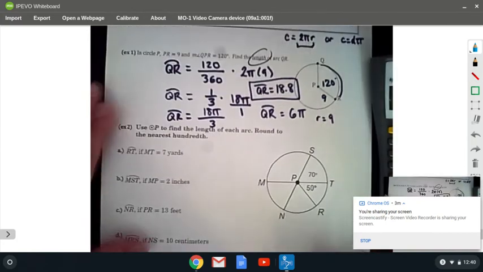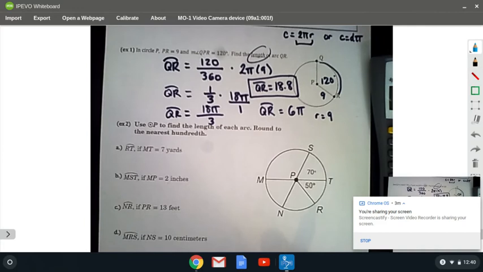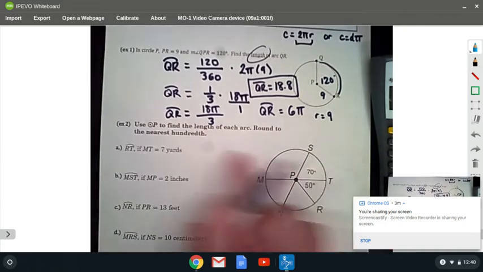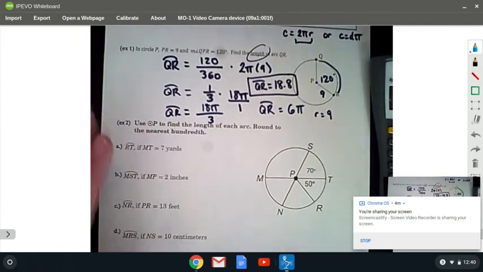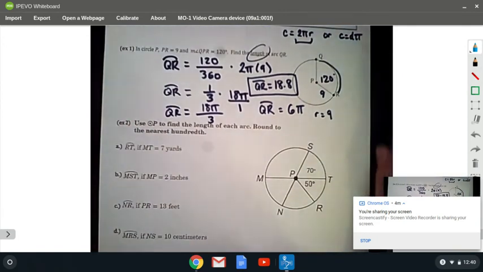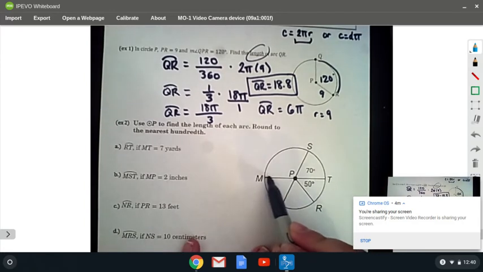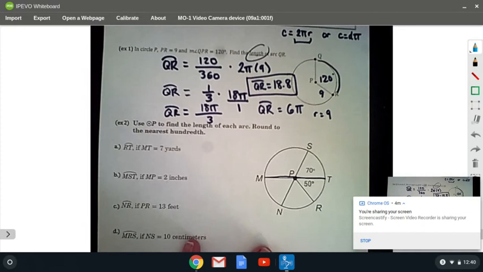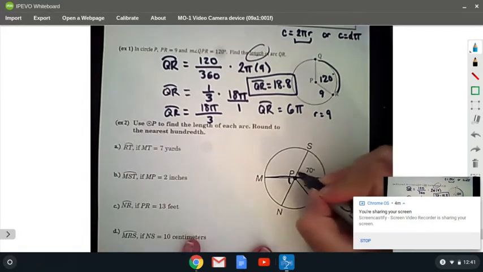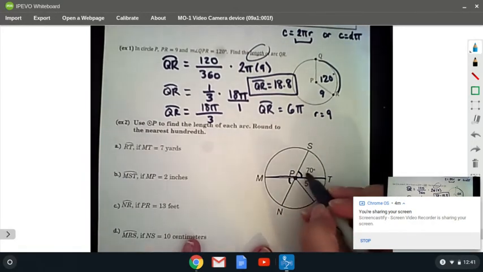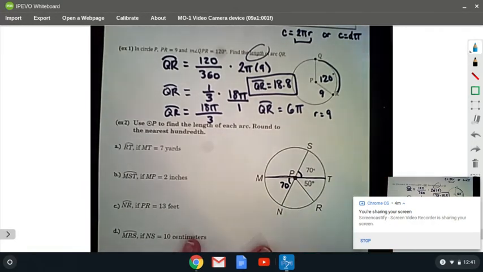Now down here, it says use circle P to find the length of each arc. Round to the nearest hundredth. Okay, I'm not super concerned about rounding. So if this is 70, that's 50. We know MT is a diameter. So this area is 180 and so is this area. I also can see that these are vertical angles. So if that's 70, this is 70.